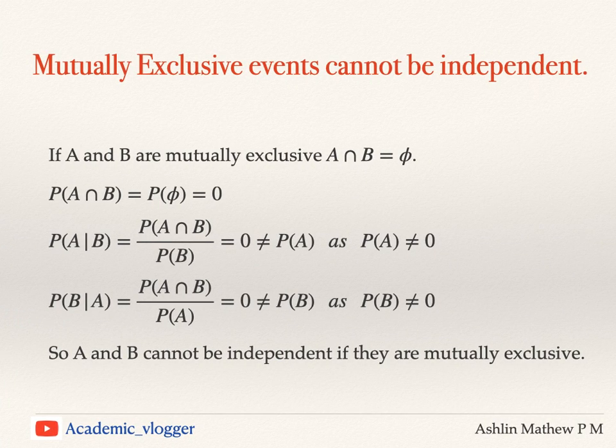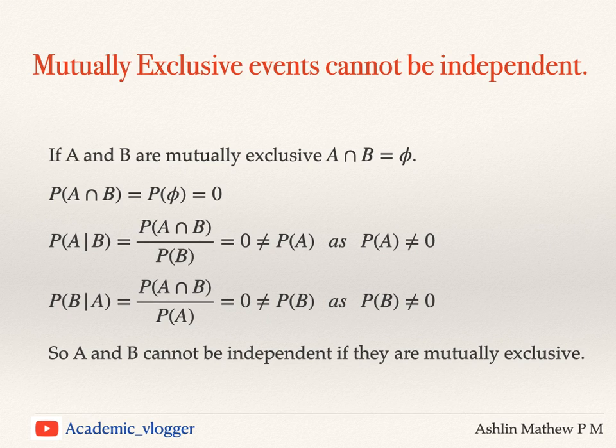Next, it's a statement that mutually exclusive events cannot be independent. We know by the definition of mutually exclusive events that if two events are such that the happening of one event hinders the happening of the other event, then those events are said to be mutually exclusive. So in that case, there is some independence, right? No, there is some dependence, right? Happening of one hinders or prevents the happening of the other.